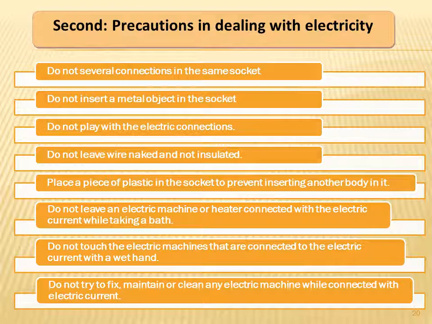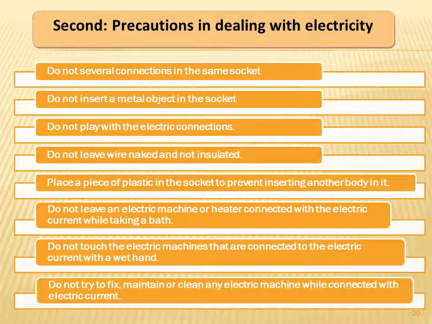Number four, do not leave wires naked or not insulated. If there is a rubbed wire, I have to cover it. I can't leave any electric wire naked or uncovered or not insulated, because if anyone touches it by accident, he is going to be shocked.